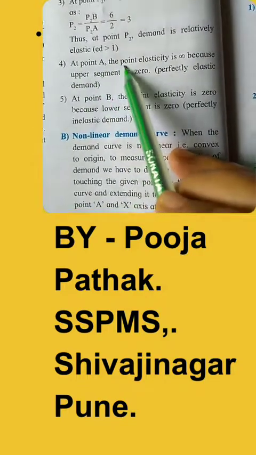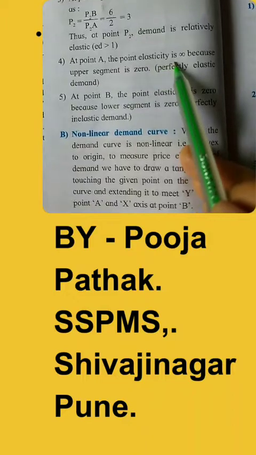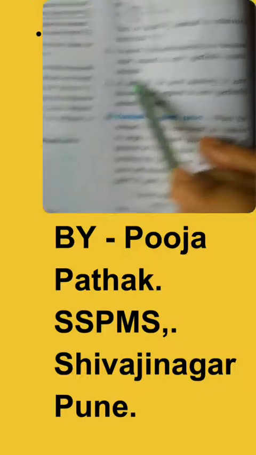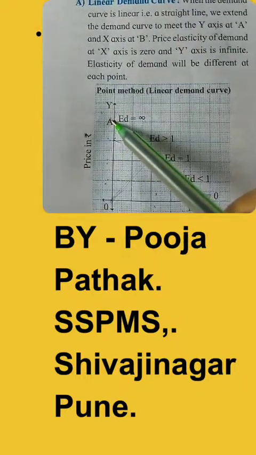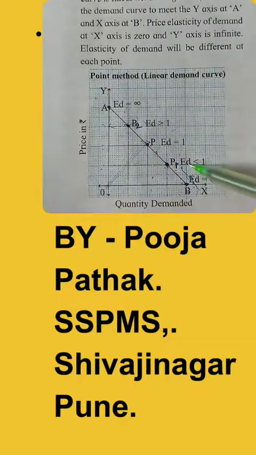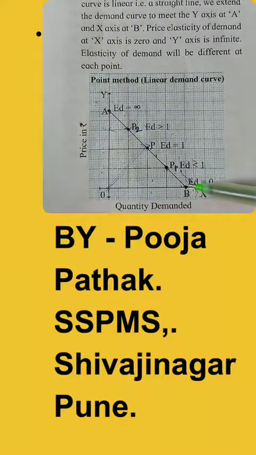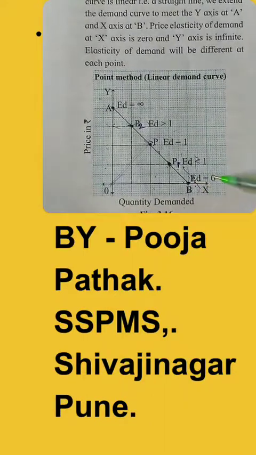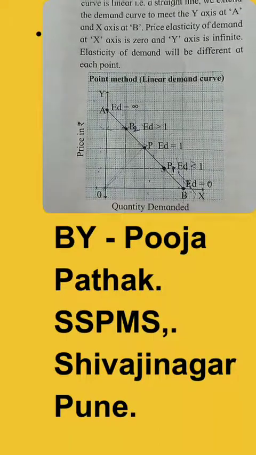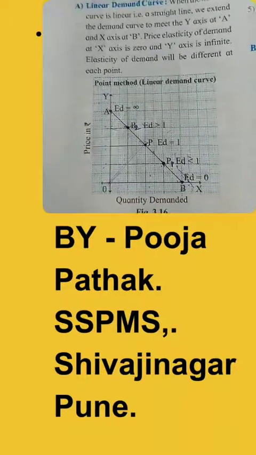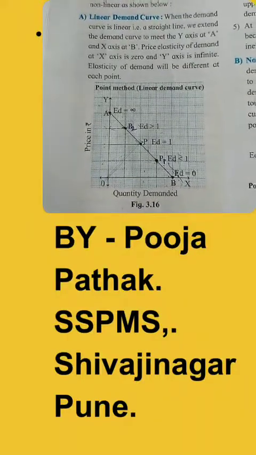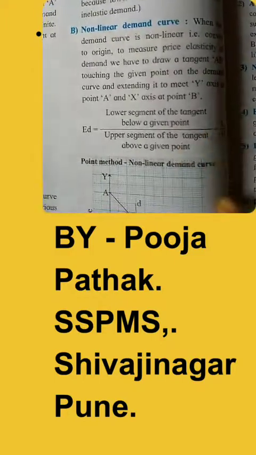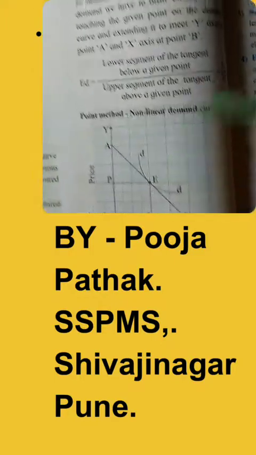Okay, now at point A, the point elasticity is infinite because the upper segment is 0. This is perfectly elastic demand at point A, which we have seen here. And at point B, the point elasticity is 0 because the lower segment is 0. So perfectly inelastic demand, ED is equal to 0. This is how you will be calculating elasticity of demand in case of a linear demand curve. Now let us see the case of a non-linear demand curve. Non-linear means when a curve is given.